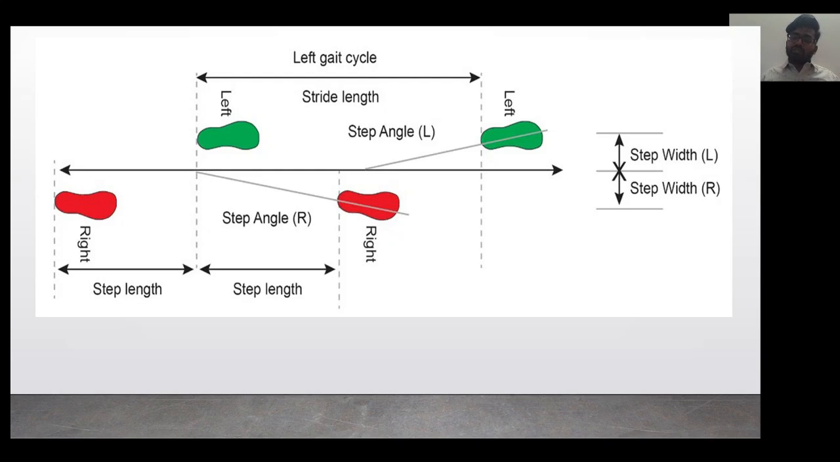You can measure the step width using the line of progression and also the step angle. That is, how wide the steps are being taken from the line of progression. The line of progression is nothing but the midline that separates the right and the left foot.